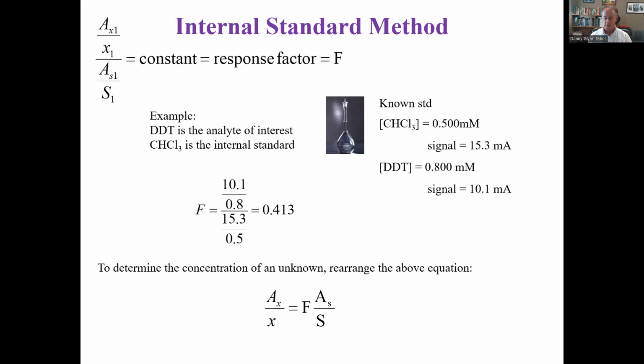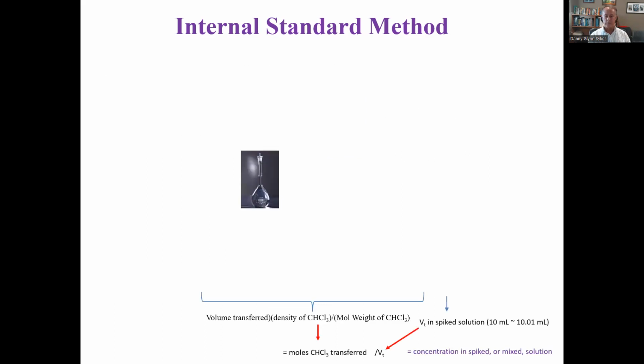So now I know F. As long as I'm in the linear response range for both the internal standard and the analyte, F is a constant. It's 0.413. So I'm going to design my experiment such that I measure AX and AS, and I'm going to design it such that I know S. So the only thing I have to solve for is X. So here we go.